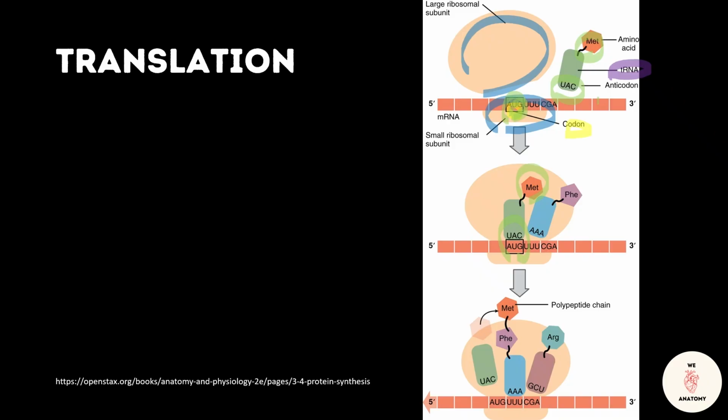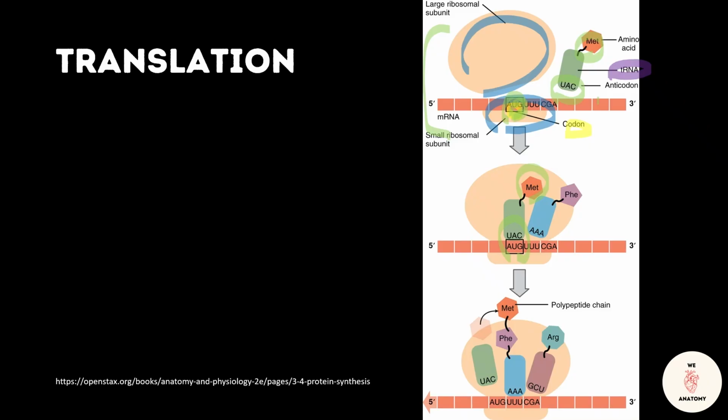Translation also consists of 3 main stages: initiation, elongation, and termination. Initiation occurs with the binding of the ribosome to the mRNA, which we saw up here at the top. Elongation occurs as the ribosome reads the messenger RNA sequence and the tRNA brings in the correct amino acids, thus forming the polypeptide chain. Note that this stage does require energy to occur.